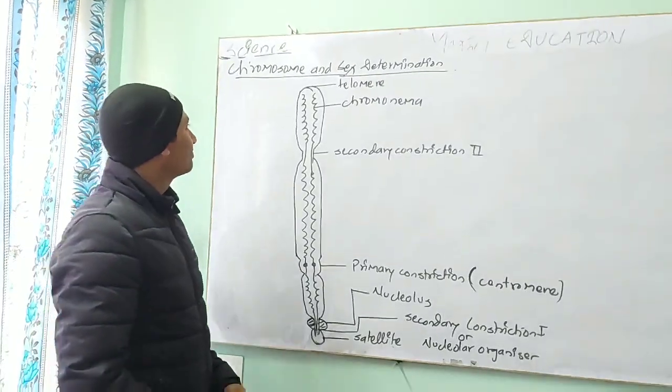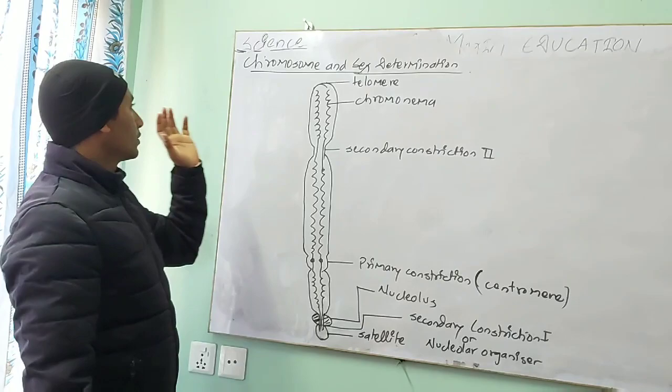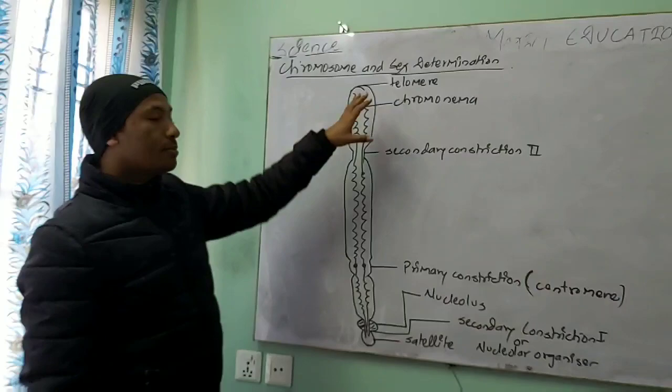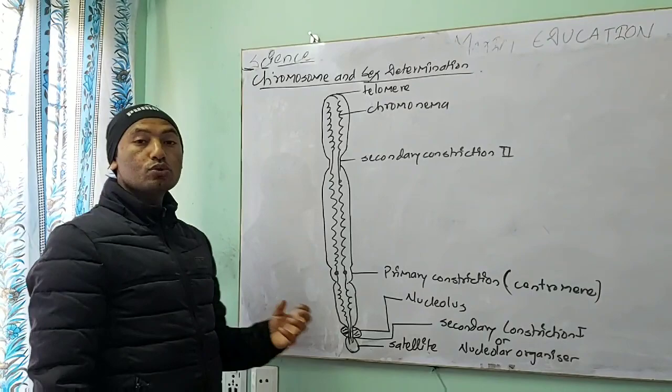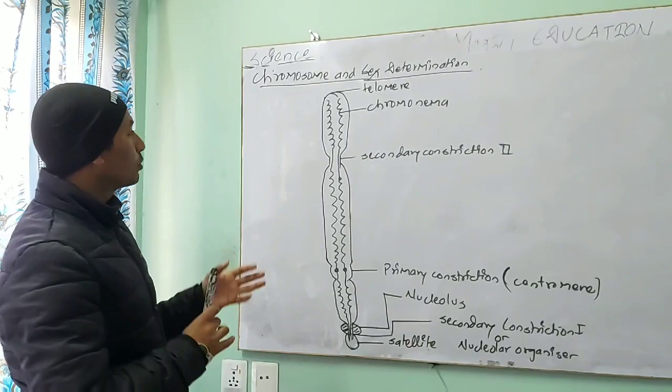Everybody, today we will be talking about chromosome and sex determination. This is the new chapter that we have in the course of science. There used to be cell division in place of this, but now we have chromosome and sex determination. In this chapter, we need to talk about what a chromosome is, what the parts of the chromosome are, and what the types of chromosome are according to the presence of the centromere. Autosomes, heterosomes, and sex determination. Then after that we will be talking about different types of disorders related to chromosomes and genetics.